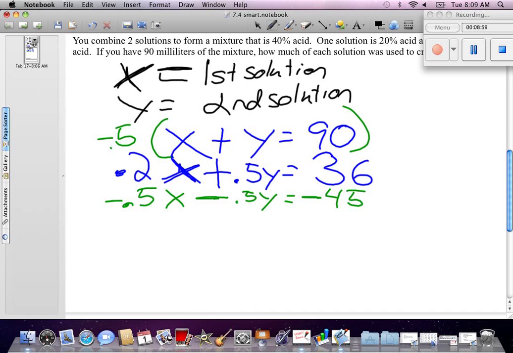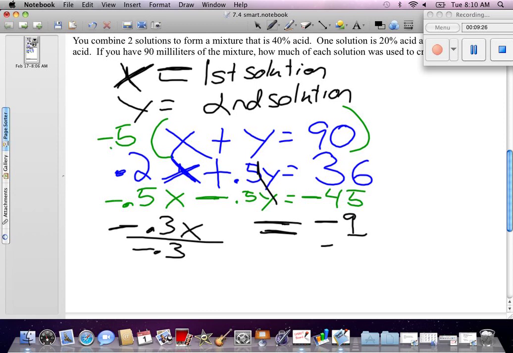Now I'm going to add the blue and the green one together. Negative 0.5 and 0.2, I'm going to be left with negative 0.3x. The y's cancel each other. It equals 45 and 36 is 9. Going to divide both sides by negative 0.3, which is going to give me 30.